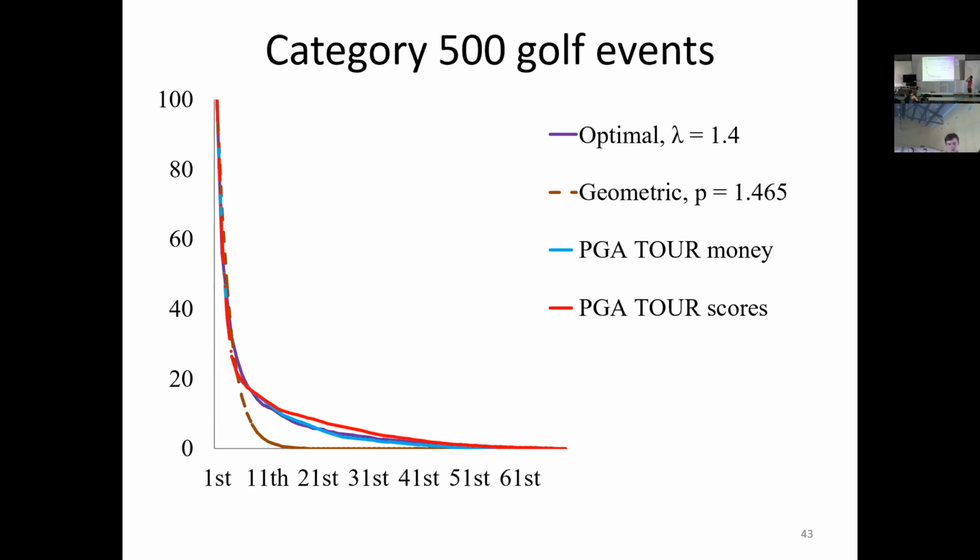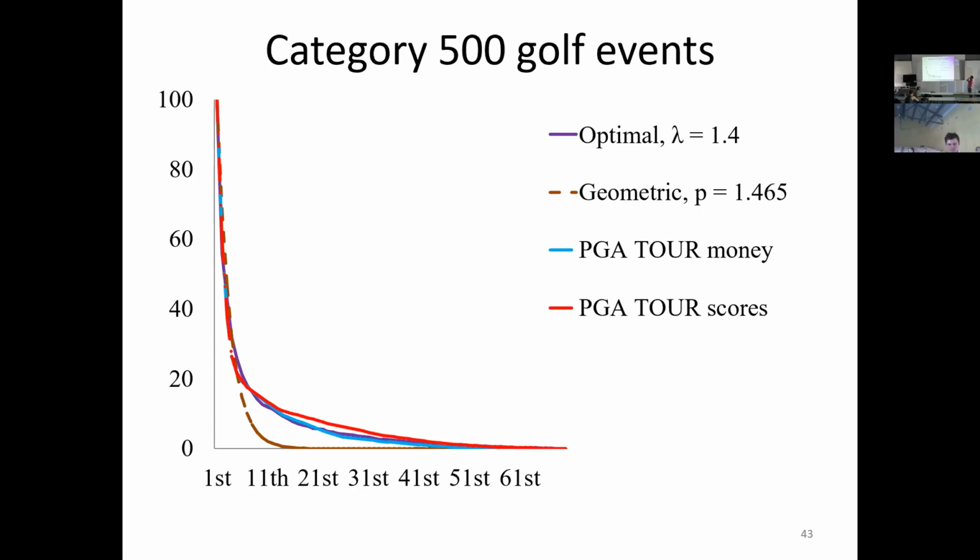And again, we normalize the scores, 100 points for the first position. The red line is the real scores that the PGA Tour uses. It is very convex. And the blue line is the real money that the PGA Tour uses. They are different, but not so much. They're rather close to each other. And what we see here is if we use our optimization approach and choose lambda equal 1.4, this violet vector is rather close. It in fact lies between these real scores and real money.